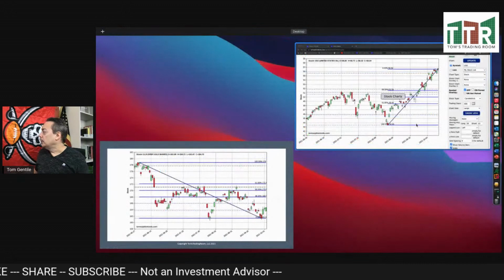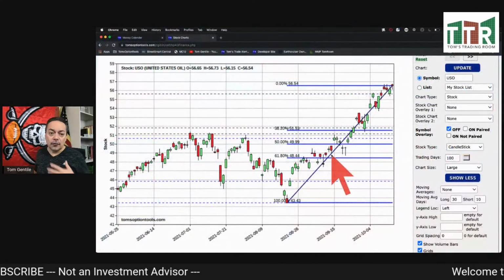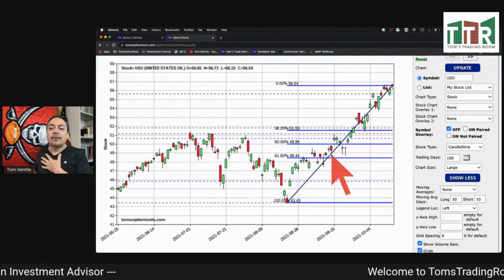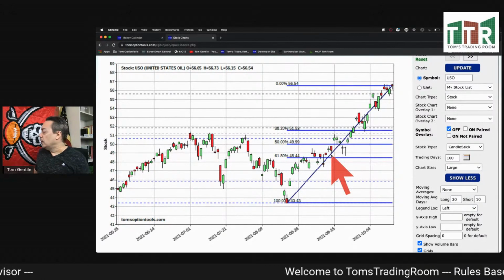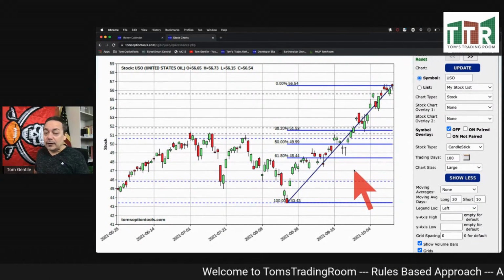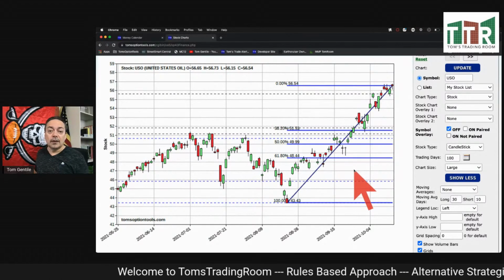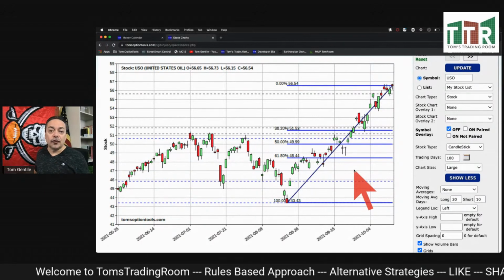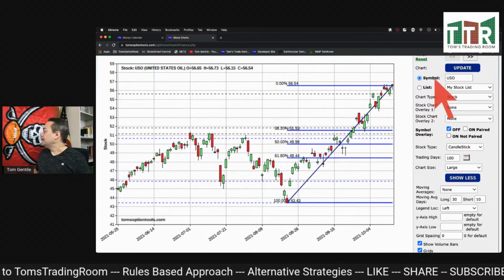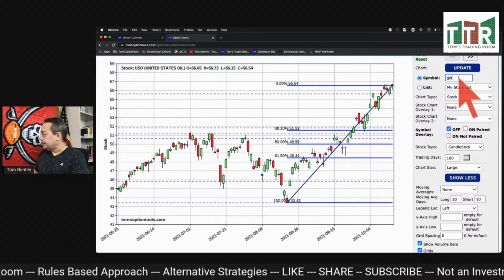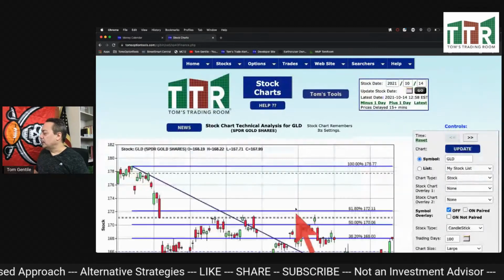Let's see where gold went. I'm a long-term owner, okay? I have GLD in my long-term portfolio. I don't love it as a trader, but I do like it as an investor and as a hedge against everything else. GLD. All right, here's your six-month on GLD.